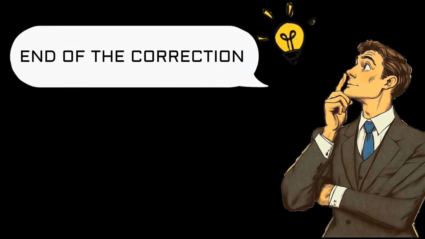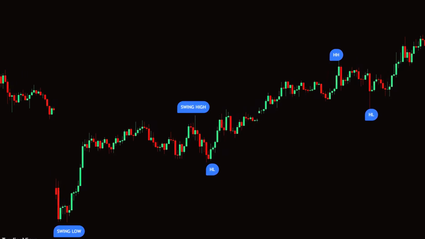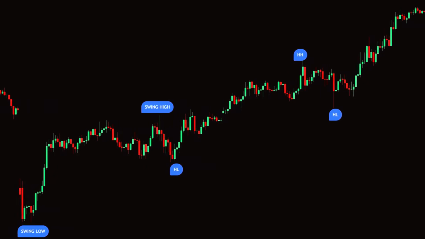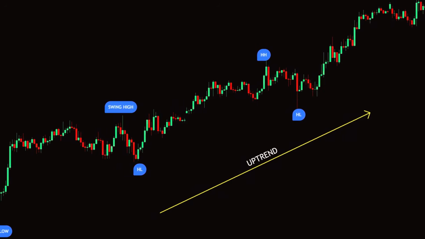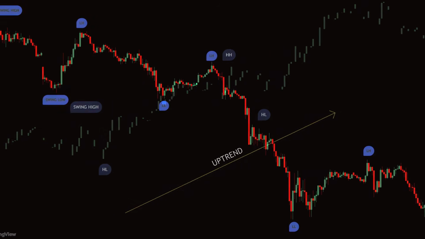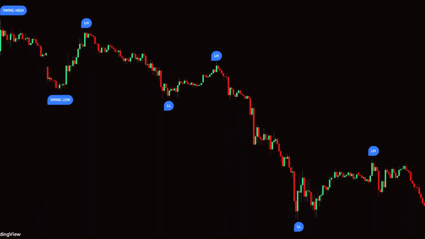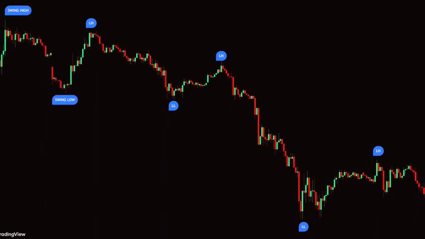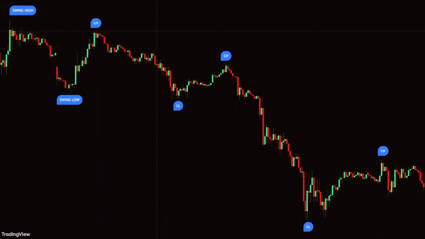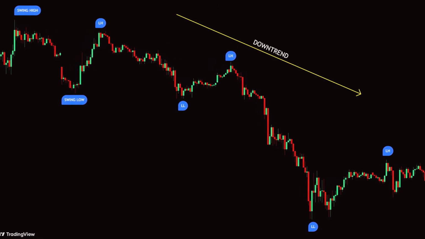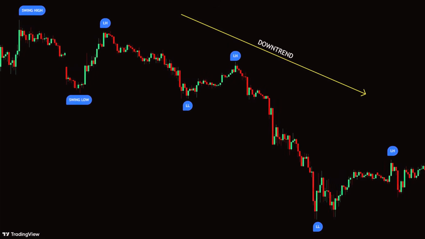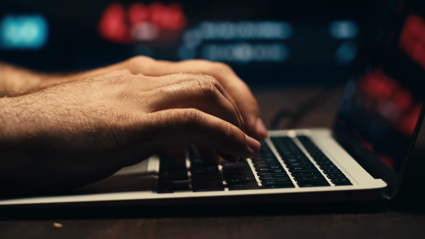To do that, you need to understand swings. In an uptrend, you'll see swing highs and swing lows, then higher lows and higher highs. In a downtrend, it flips, lower lows and lower highs. Once you train your eyes to read this structure, you don't need indicators telling you direction. You just see a staircase in price.